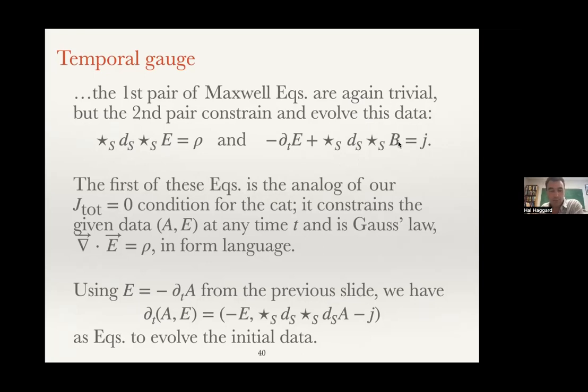So again, I can just rewrite this last equation one more time. Remember in the last slide, we said that E was minus dTA. So if I want to evolve my given data, A and E, well, the first one evolves via this definition. It's just the minus E. And the second one evolves by sticking in what B is in terms of A. And so we get this evolution.